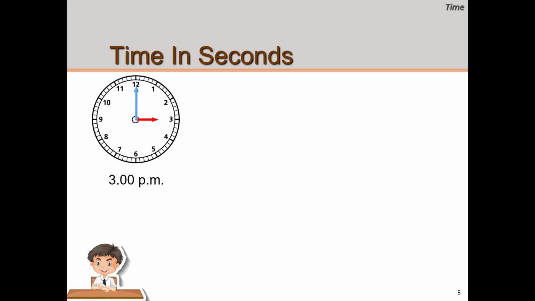Now look at the screen. The time represented here is 3 p.m. You can see the hour hand is aligning towards 3 and the minute hand is aligning at 12. So this is 3 p.m., 3 p.m. in the afternoon. After 30 seconds, what will happen?